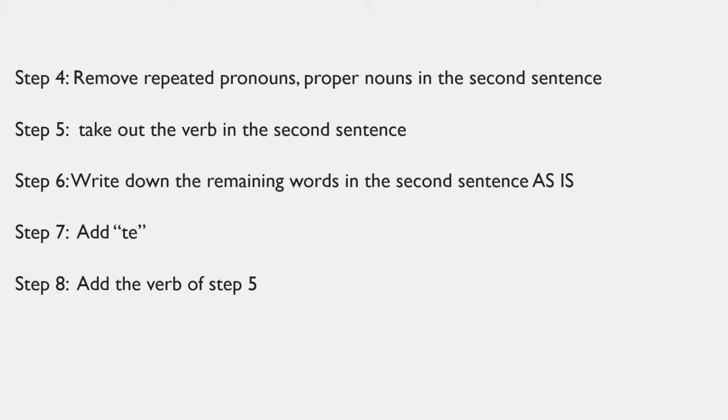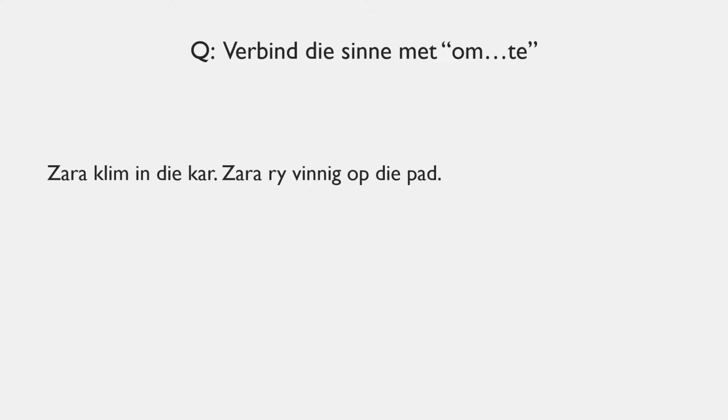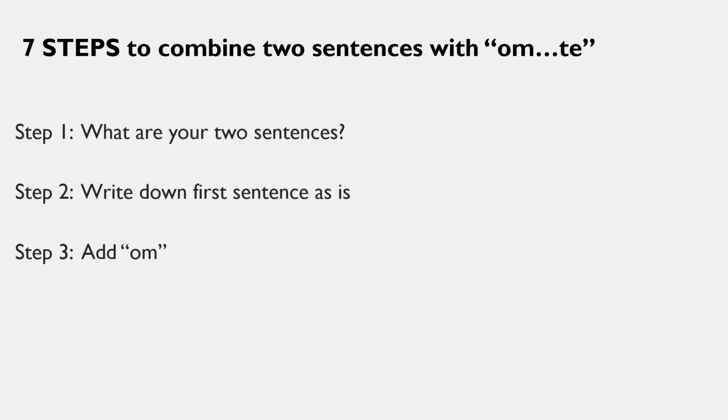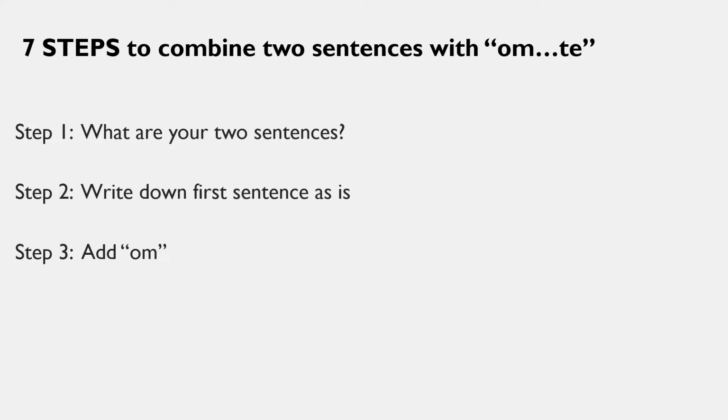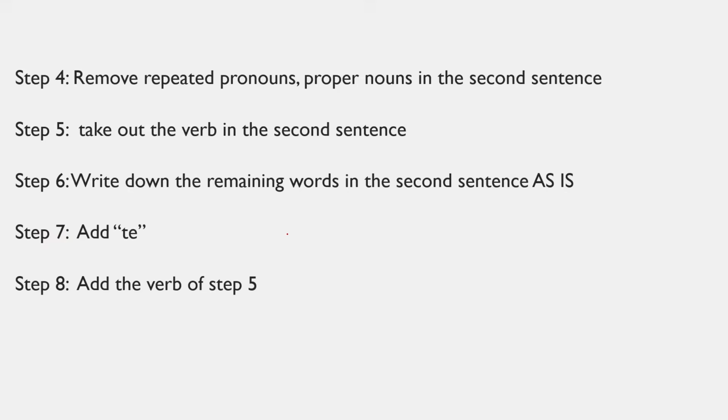What are your two sentences? We've just read the two sentences. Zara klim in die kar, Zara ry vinnig op die pad. Now you know that is your two sentences. She's driving a car and she's driving very fast on the road. Right. Step 2, write down the first sentence as is. So, Zara klim in die kar. Step 3, add om.